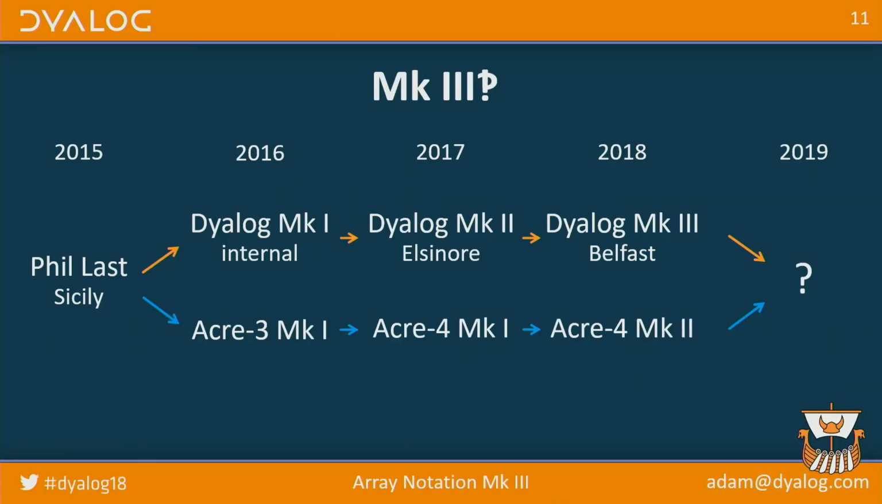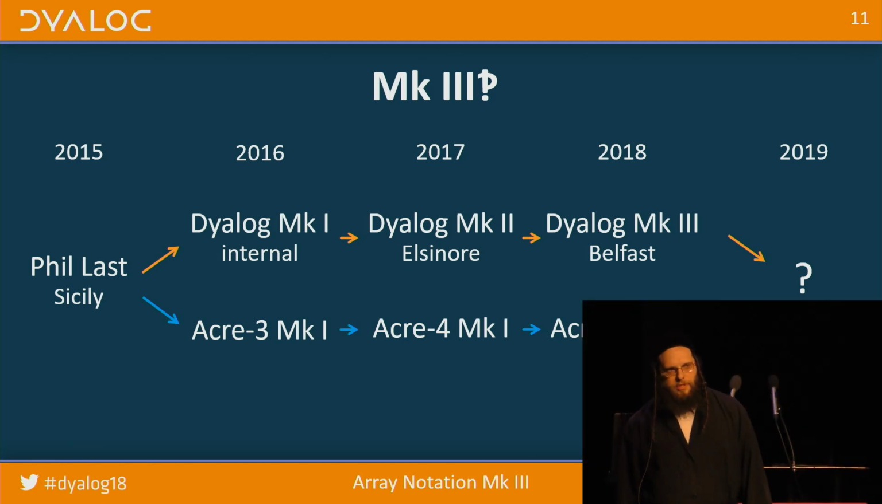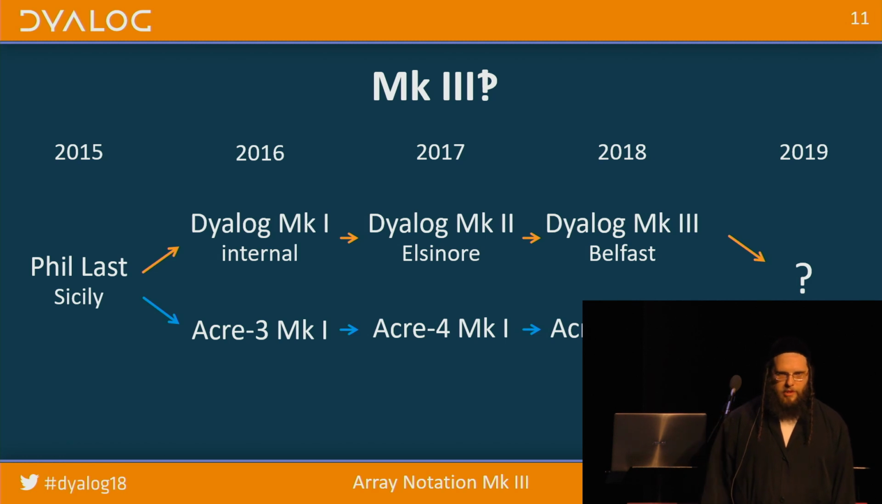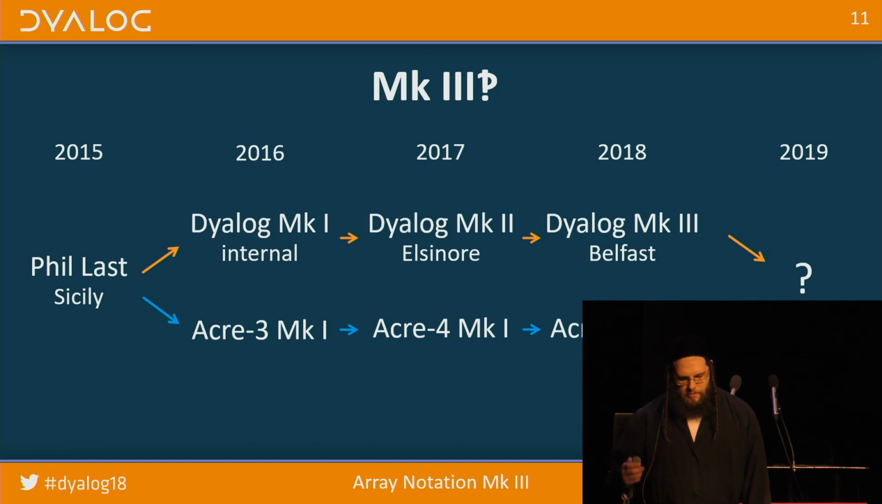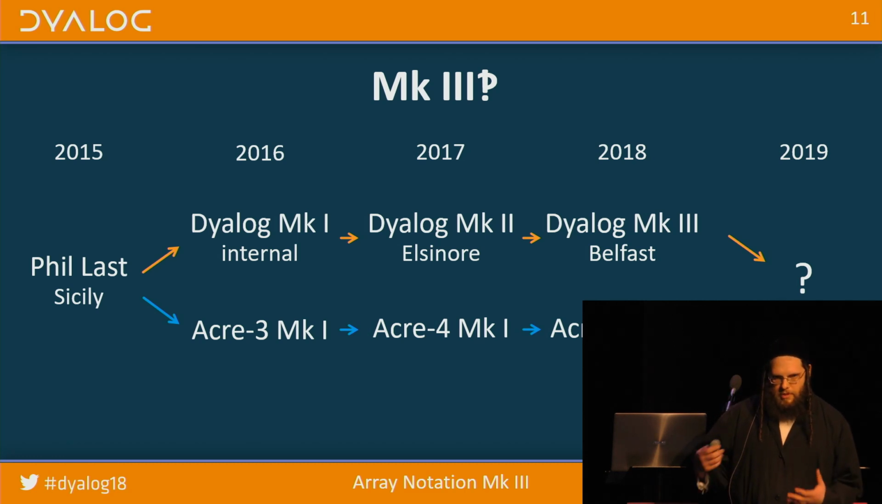But first, what do I mean by this being version 3 of it? So for me, it started in Sicily when Phil Last presented his array notation proposal. And that went into FlipDB that he was working on as part of something called Acre. And that was a notation for extended rank, so you could have matrices of higher rank than that. And that survived onto Acre version 4, which became its own standalone thing, not part of FlipDB.